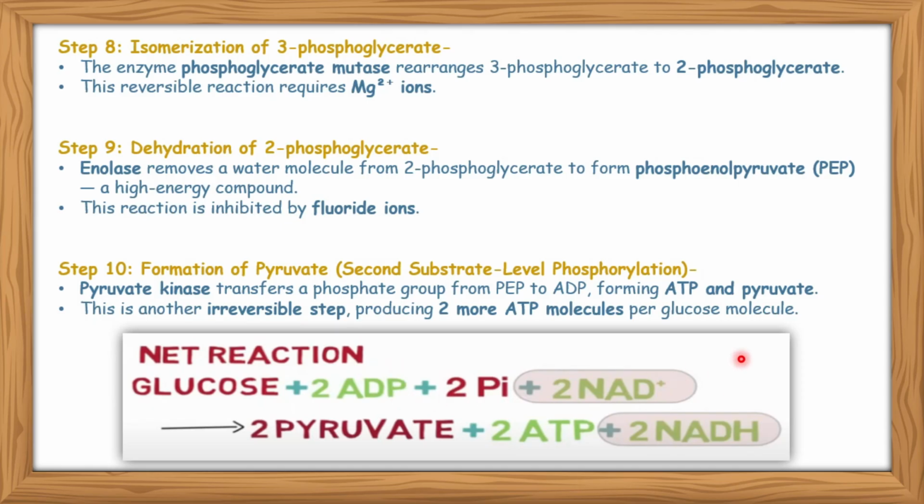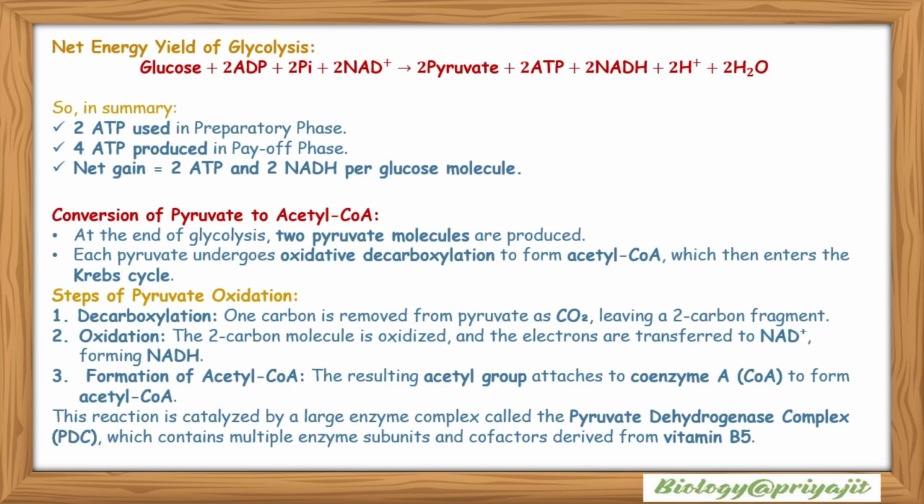It will then produce 2 pyruvate, 2 ATP and 2 NADH. So that is the net yield of glycolysis: 2 molecules of pyruvate, 2 ATP molecules, 2 NADH plus 2H plus and 2 H2O. So in summary, 2 ATP is used in the preparatory phase and 4 ATP produced in the payoff phase. So net gain 2 ATP and 2 NADH per glucose molecule.